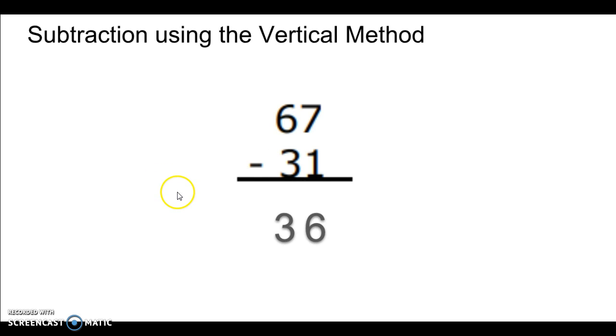Here's another subtraction problem. 67 minus 31. Once again, imagine there's an invisible line down the middle. I keep my ones on the right, my tens on the left. I start on the right hand side. 7 minus 1 is 6. I head over to my tens column on the left. 6 minus 3 is 3.